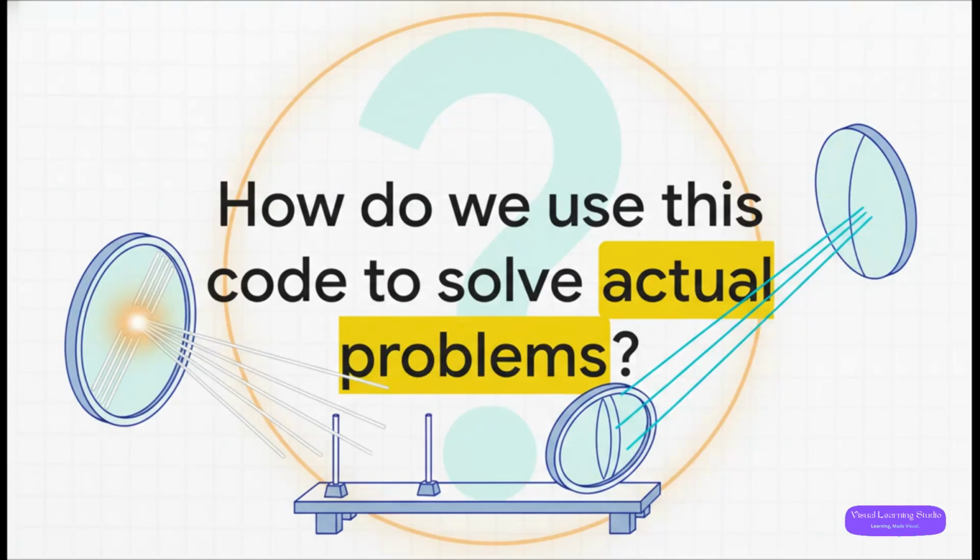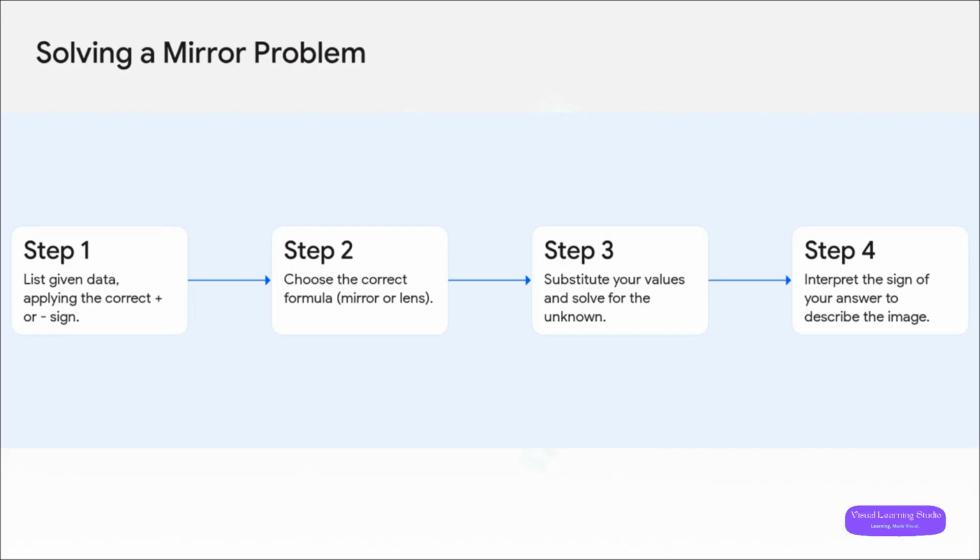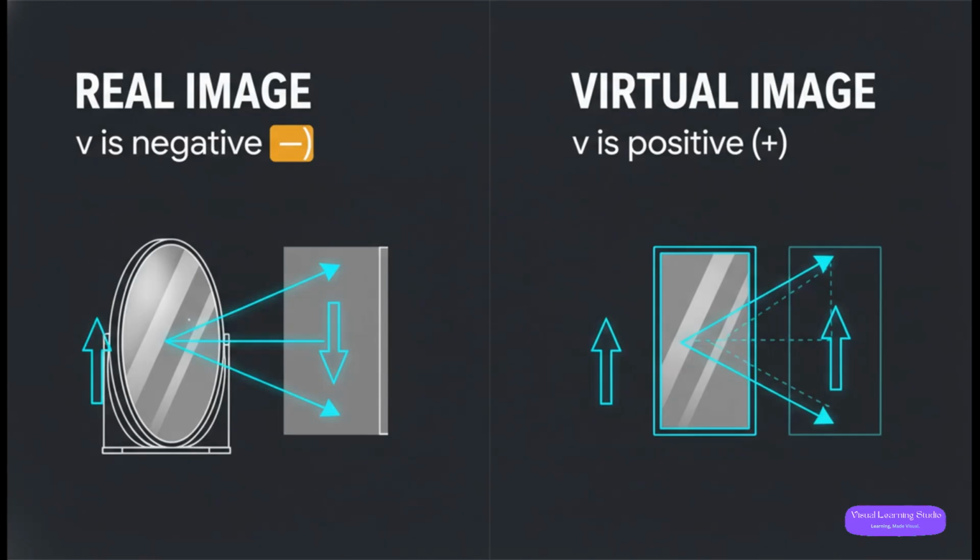So how do we actually use this code to solve problems? Let's put it to the test. It's just 4 steps, but step 1 is the most important. Get those signs right from the start. The sign of your final answer for V tells you if the image is real or just virtual.